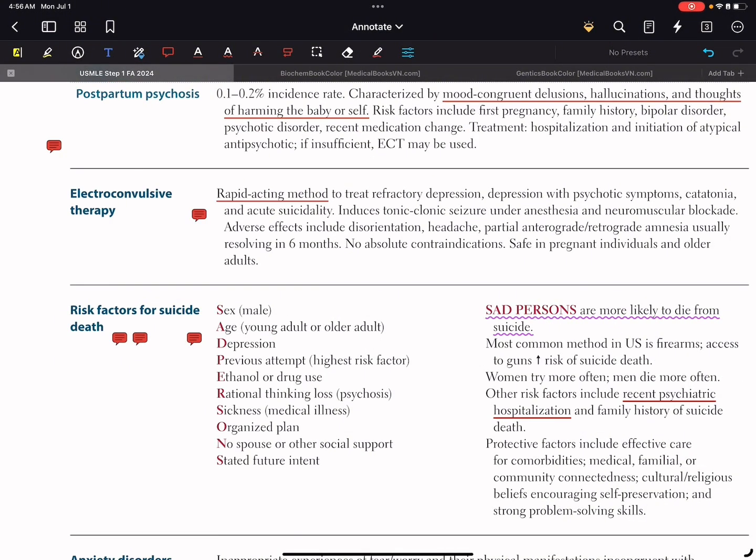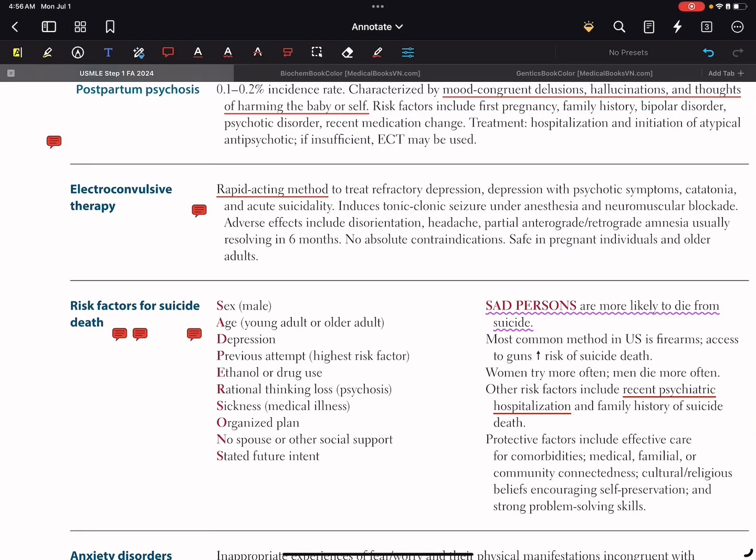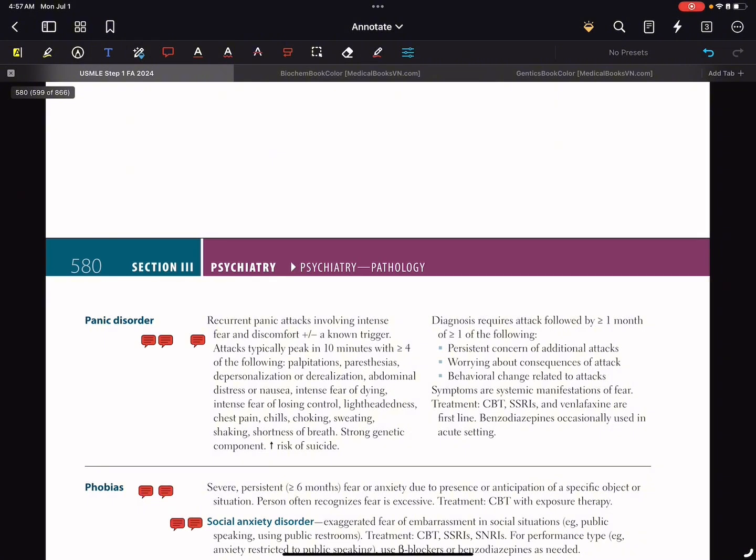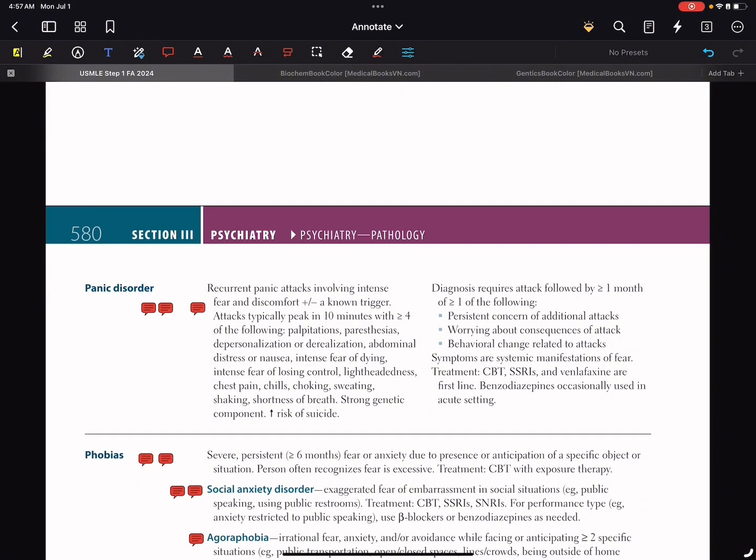Protective factors. The most important risk factor is previous attempt. Anxiety disorders: panic disorder, recurrent panic attacks involving intense fear and discomfort, plus or minus unknown trigger. Attacks typically peak in 10 minutes, with more than 4 of the following.